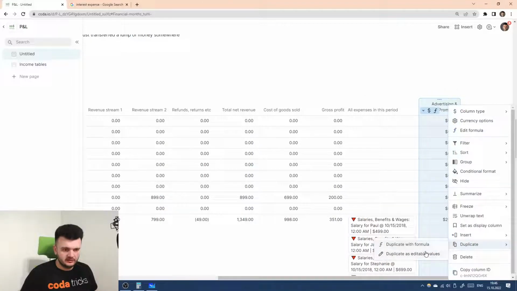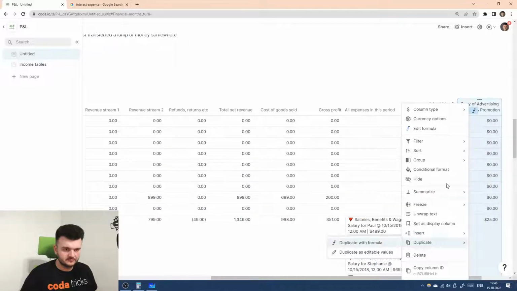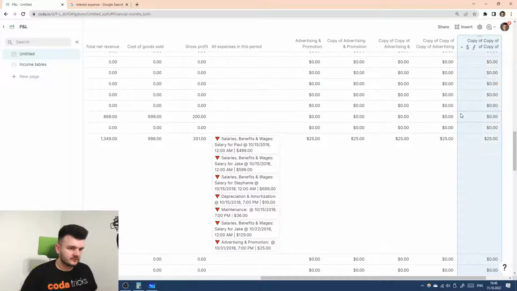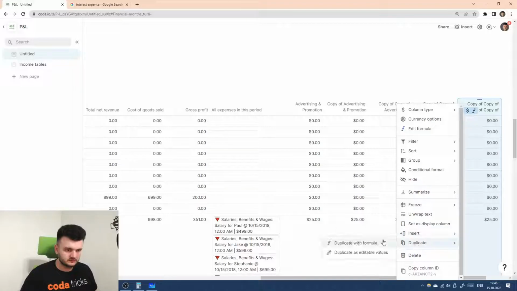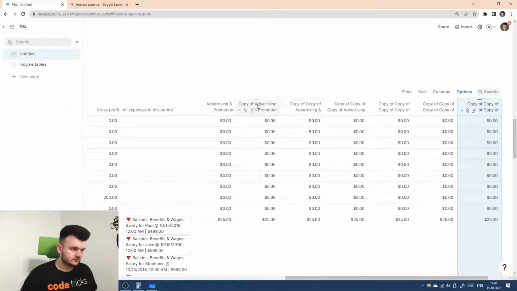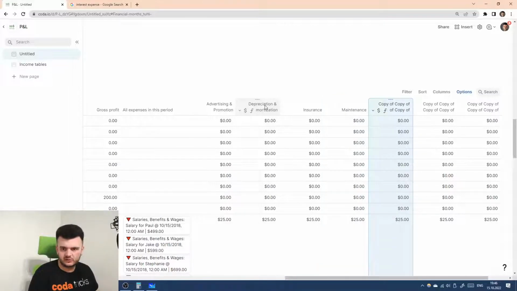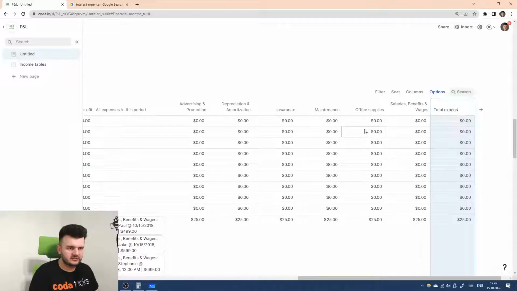Yeah, let's duplicate this with formula. So we have advertisement and promotion, depreciation and amortization. We have insurance, we have maintenance, we have office supplies, and we have salaries, benefits, and wages. And finally, we have total expenses.